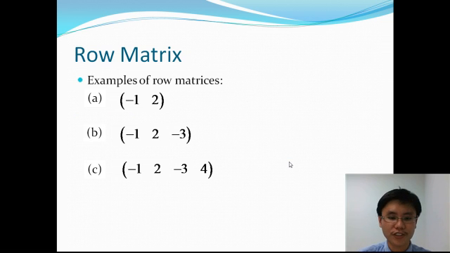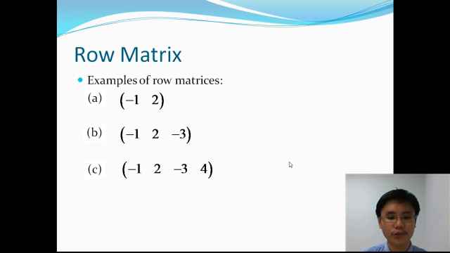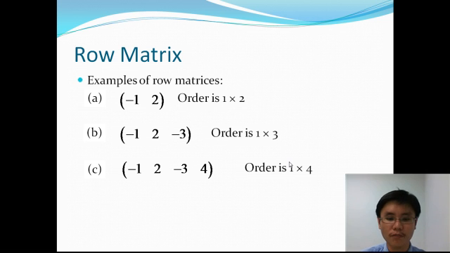The third type of matrix that we are going to determine is row matrix. Here are some examples of row matrices. What is the order of the row matrix in A? Yes, the order is 1 by 2 because it has 1 row and 2 columns. Let's try another one. What is the order of the row matrix in B? Yes, the order is 1 by 3 because it has 1 row and 3 columns. Lastly, what is the order of the row matrix in C? Good. The order is 1 by 4 because it has 1 row and 4 columns.